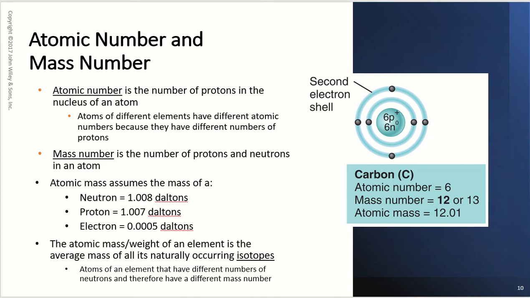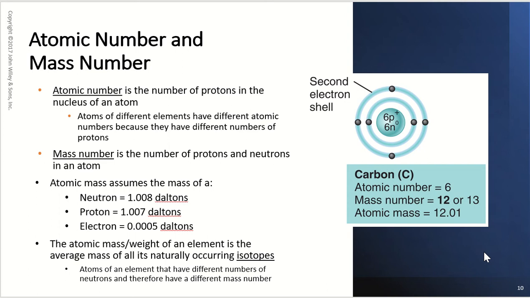For the atomic mass, we assume that the mass of these various subatomic particles is as follows. Neutrons are going to be about 1 Dalton. Protons are going to be pretty similar at about 1 Dalton. And then electrons are super tiny. They are 0.0005 Daltons. So they're very small and really don't contribute a whole lot to the overall atomic mass of an element. As you can see here, our atomic mass for carbon is going to be 12.01. So just barely a little bit over 12, with the addition of these 0.008 and 0.007, brings us to about 12.01. And again, the electrons really aren't contributing a whole lot to the overall atomic mass of carbon.